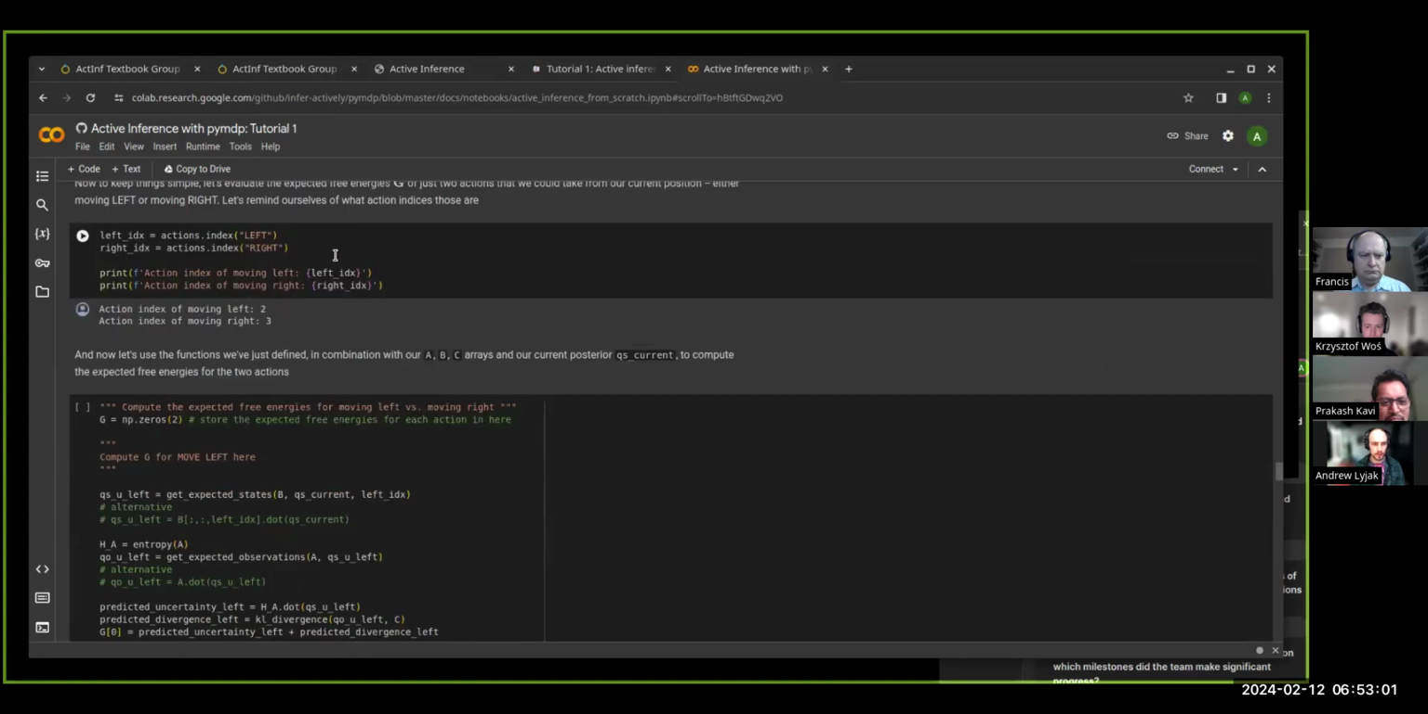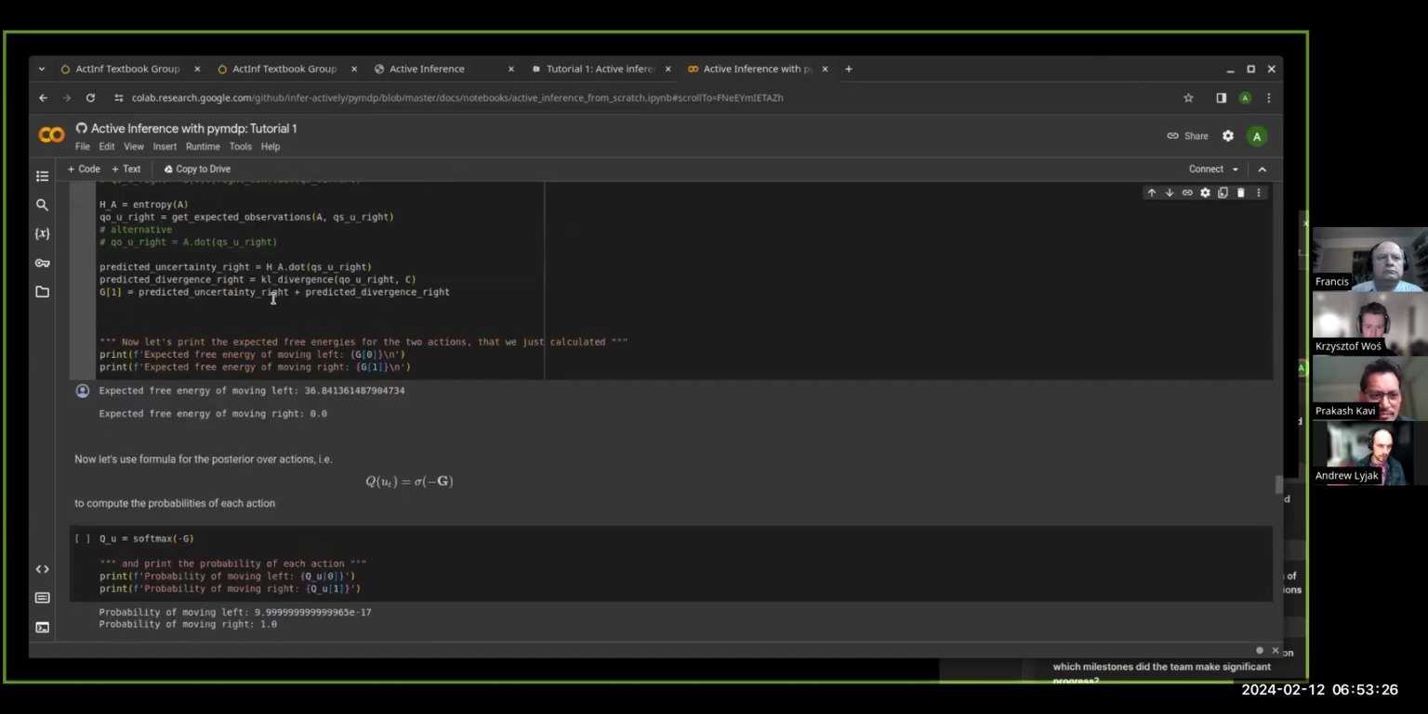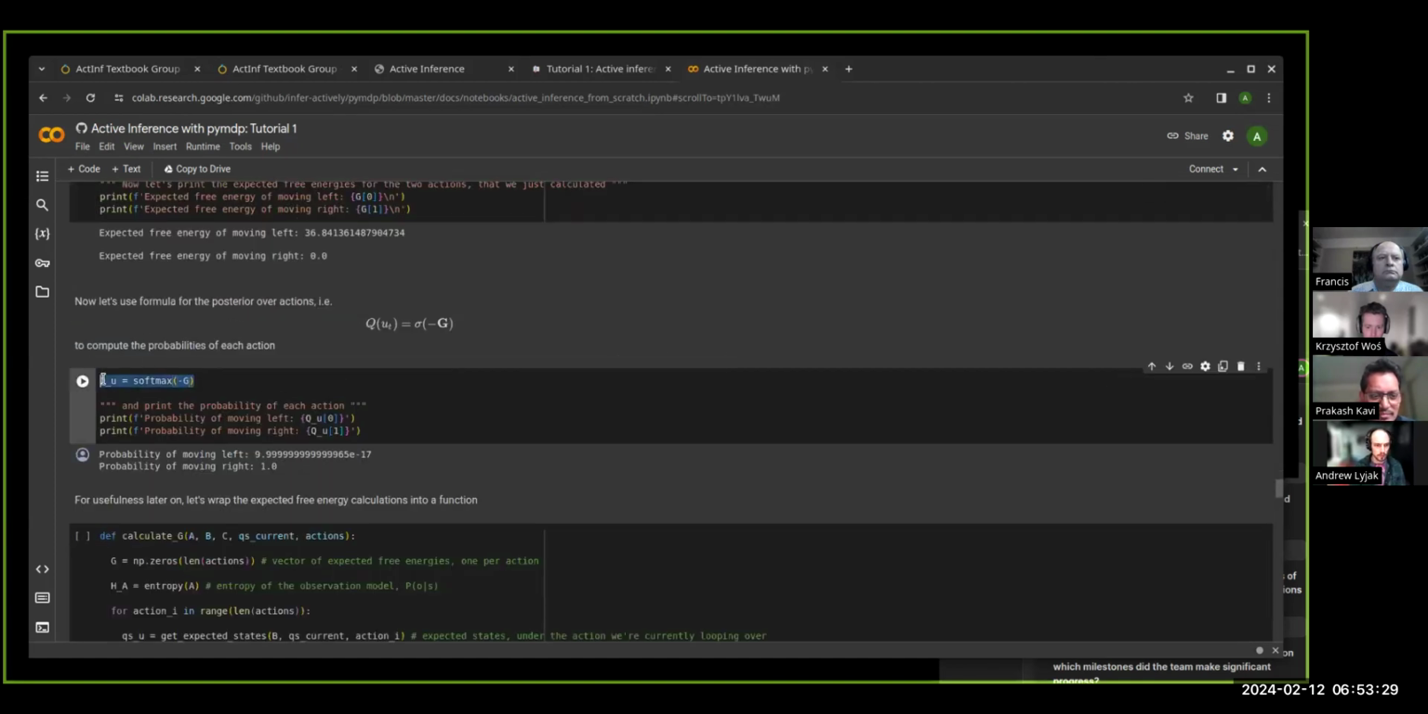Add a few print statements, compare the expected free energy for moving left versus moving right. Classical approach. You have your affordances that are being considered here, just those two, just for clarity in the tutorial. And then EFE, G, is calculated for those two. And then a softmax is applied such that the units of G are normalized to a probability distribution.